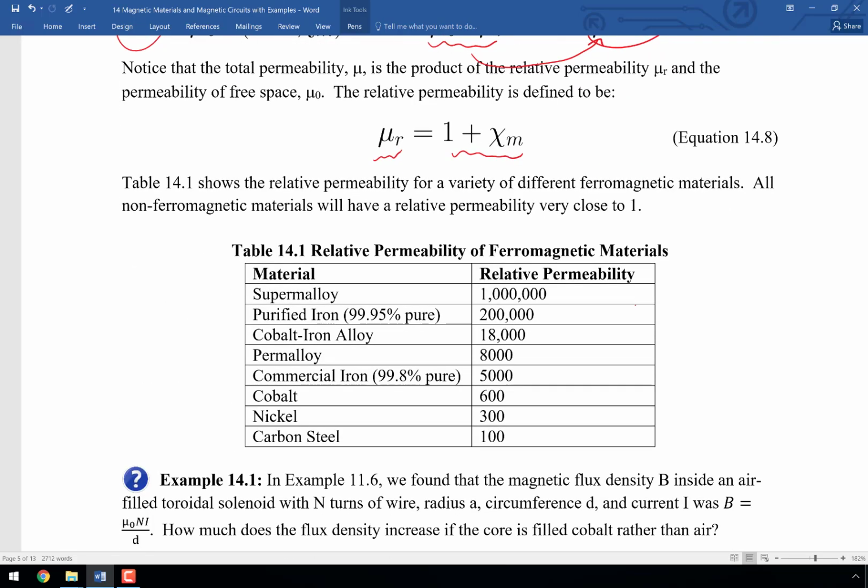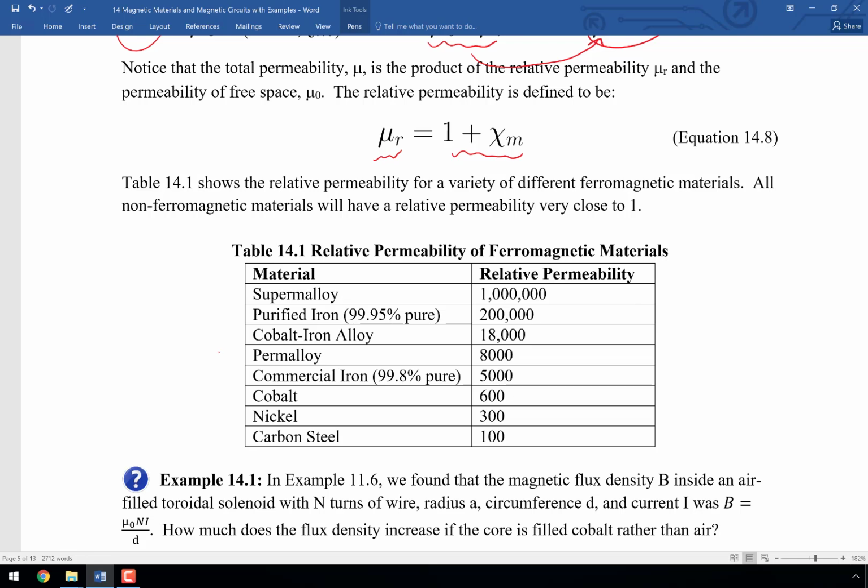Here's a table of relative permeability of different materials. These are all ferromagnetic materials because all non-ferromagnetic materials have a relative permeability that's extremely close to 1. It's like 1.0006 or 0.9994. So we're going to really stick around with the ferromagnetic materials. You can see here that there's cobalt, nickel, steel is an alloy of iron. There's a cobalt iron alloy.